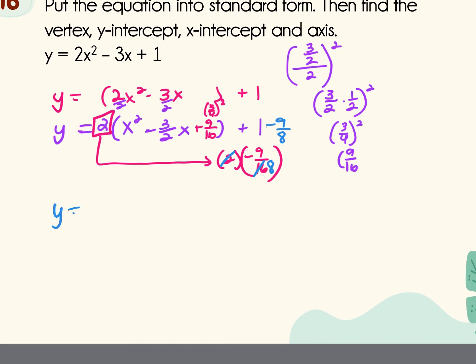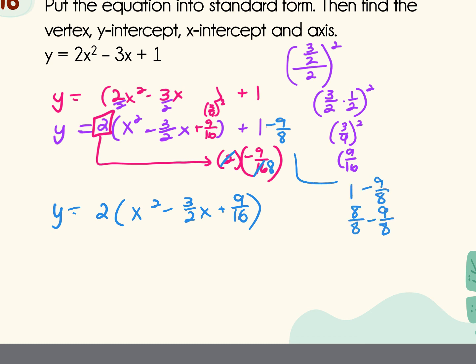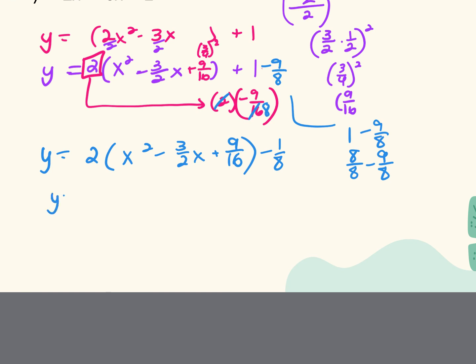Now I'm going to rewrite this because it's a mess and hard to read. X squared minus 3 halves x plus 9/16. And then the end here is 1 minus 9/8, or 8/8 minus 9/8, which is negative 1/8. Now we factor. Y equals 2 times (x minus the square root of 9/16, with the sign from the middle) squared minus 1/8. There's my standard form.